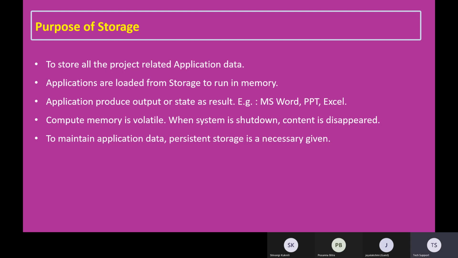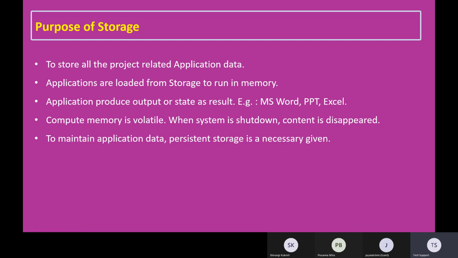Not only MS Office, we can use some external applications like MSBI, Power BI. We can use third-party applications, IBM DB2 database application, or ERP applications like SAP. Any application we can use. Whenever we start using applications, there will be some end goal and end results we get. Computer memory is volatile, which is nothing but a kind of temporary storage. When the system is shut down, the content disappears. But to maintain application data, persistent, which means permanent, storage is necessary.